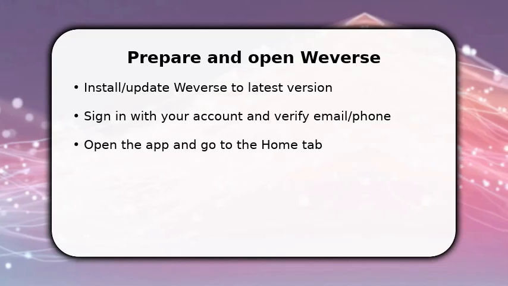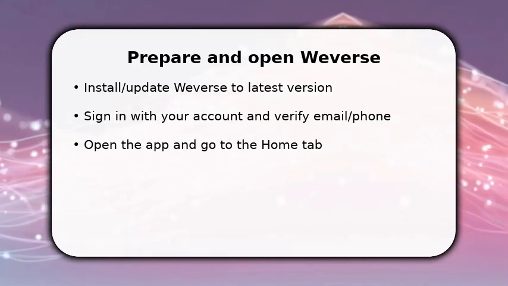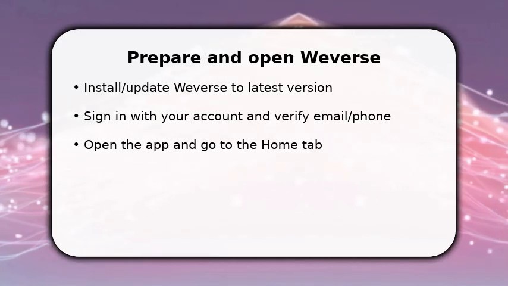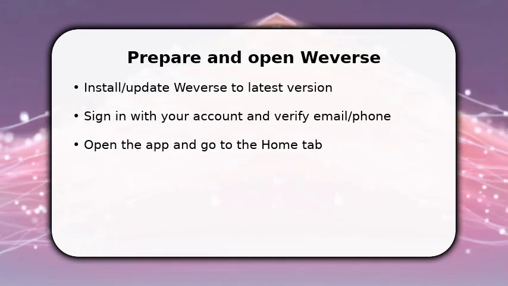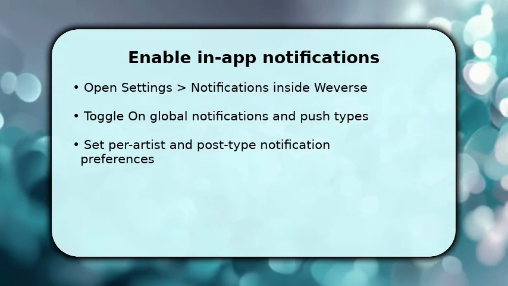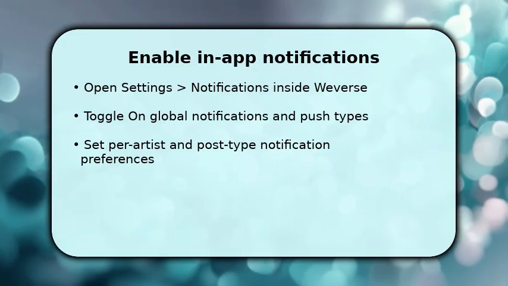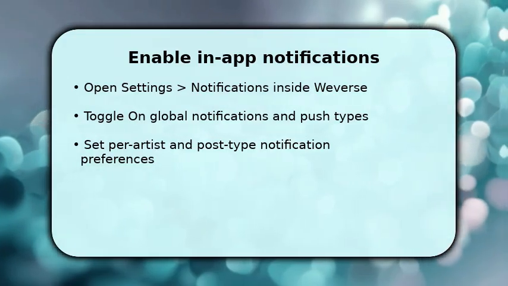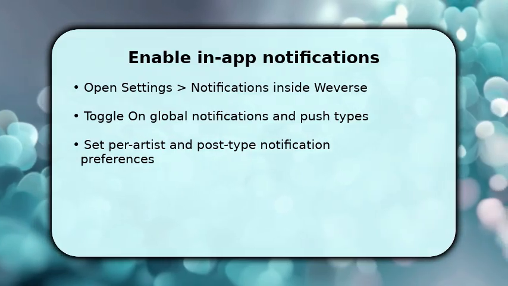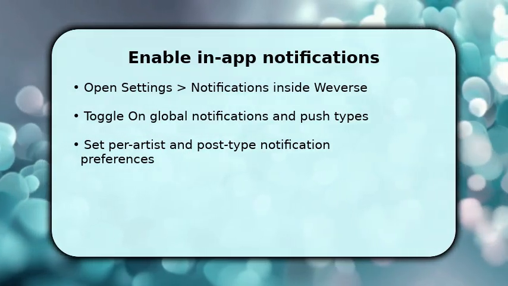Allow sounds and badges. This first step ensures the app can actually deliver alerts before you configure channel or artist-specific notifications inside Weverse. You now go into Weverse settings and choose notifications. This is where the app controls what you get. Turn on global push notifications, then expand categories like posts, live, and merchandise so important items aren't muted.